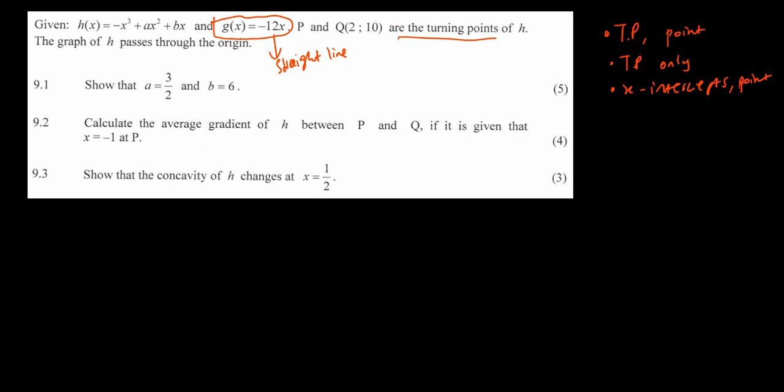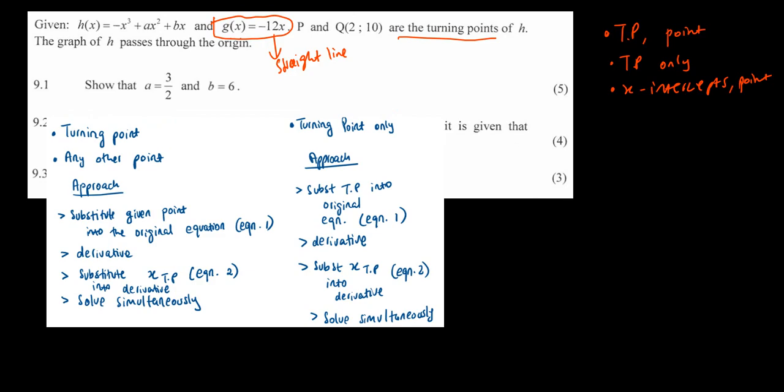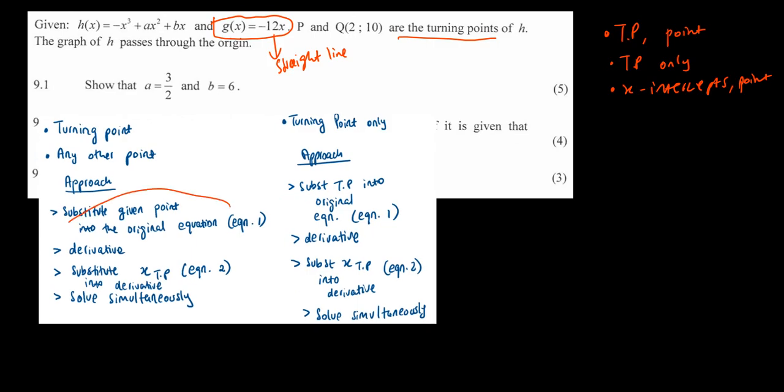So, if you are dealing with a turning point, these are the approaches that you can take here. You can substitute the given point into the original equation, and then you call it equation 1. So you substitute the given point into the original equation and call it equation 1. It's the same thing for this part. In fact, they're just the same thing. I don't know why I repeated it. So let's see.